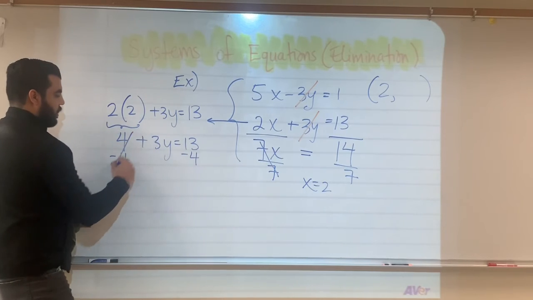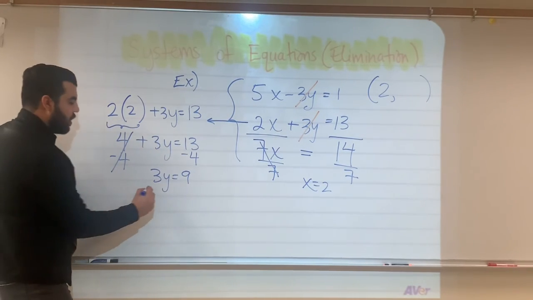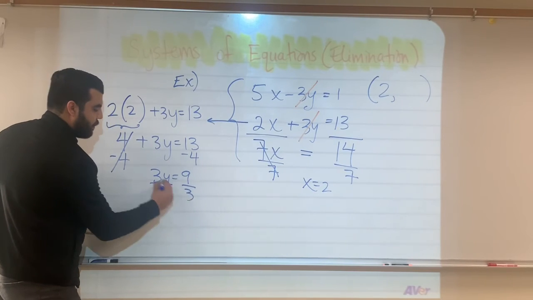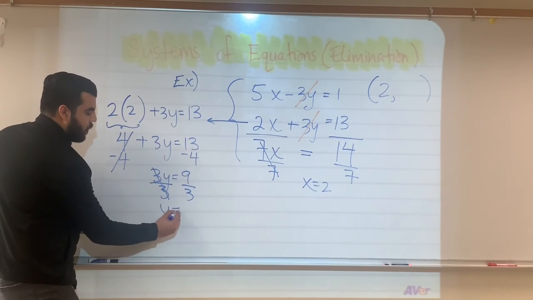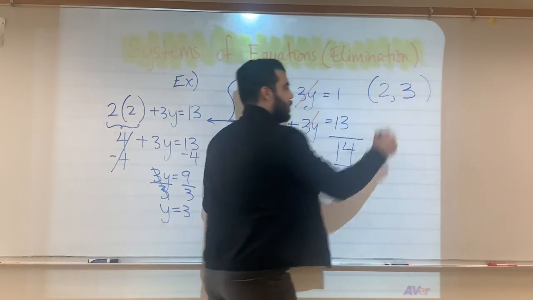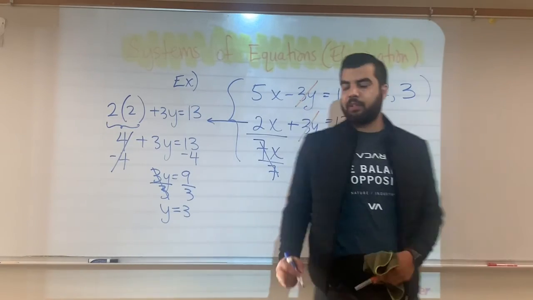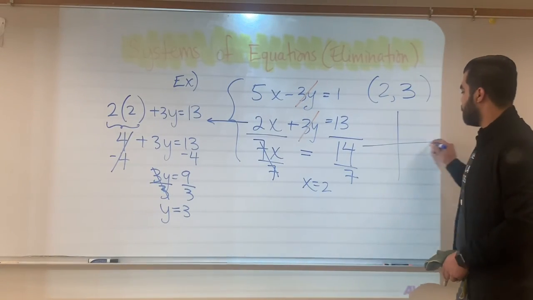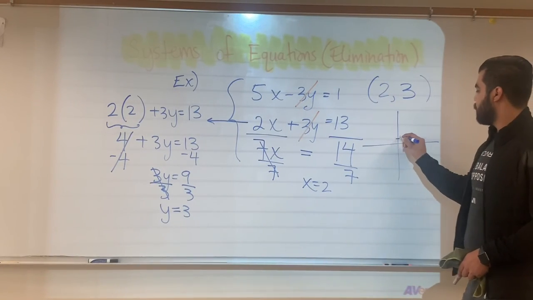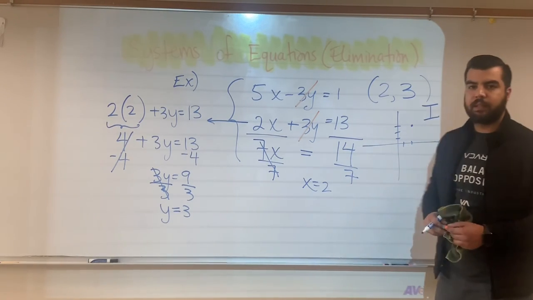Minus 4, 3y equals 9. Let's keep solving. Divide both sides by 3. y equals 3. That's my missing piece. (2, 3). Now, if I ask you what quadrant is the solution, you should be able to tell me. If we have our coordinate plane, (2, 3) would be right here. So this would be in quadrant number 1.